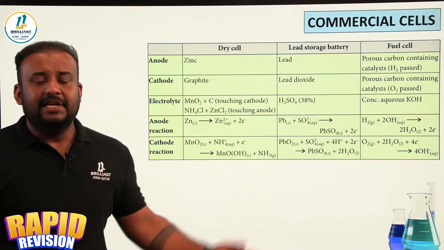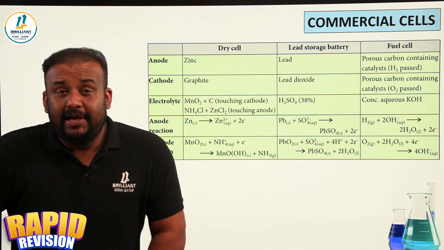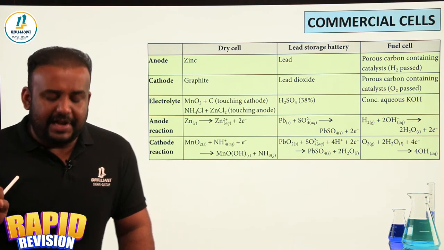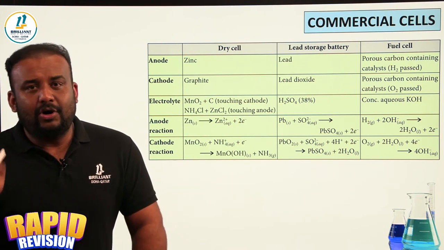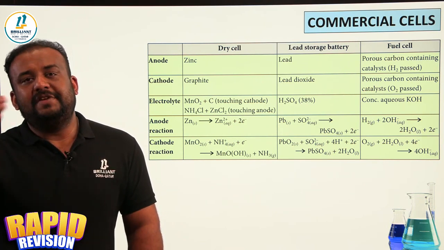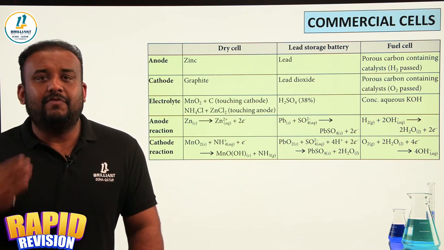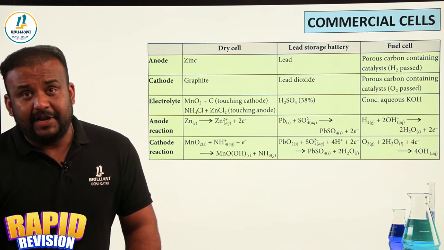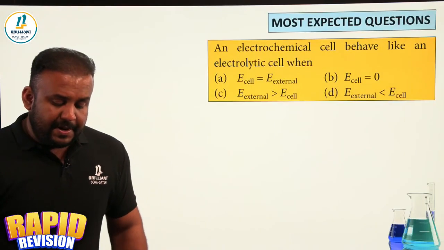Then commercial cells, this is something you need to learn by heart. For each cell, learn the anode reaction, the cathode reaction, and the total overall reaction. Especially for the lead acid battery, do learn what happens during recharging and what happens during discharging. Very, very important theory question.